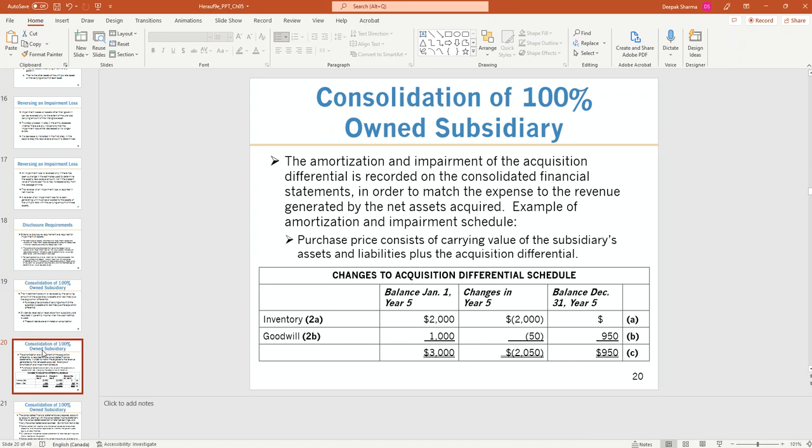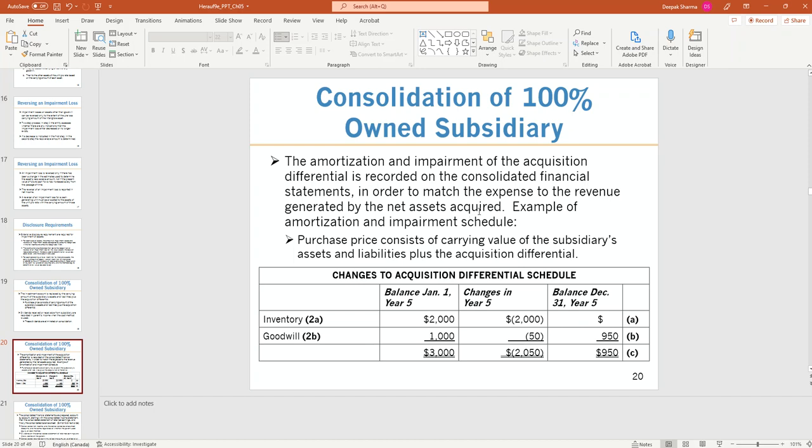So when we do a consolidation, there is an acquisition differential that exists on the working paper, not on the parent's or subsidiary's books. Now if there are any assets that have to be tested for impairment, or any amortization of certain assets, for those we do need to do the calculation to lower the acquisition differential at the consolidation level. So any amortization or impairment of the acquisition differential is recorded in the consolidated financial statements in order to match the expenses to the revenue generated by the net assets acquired.